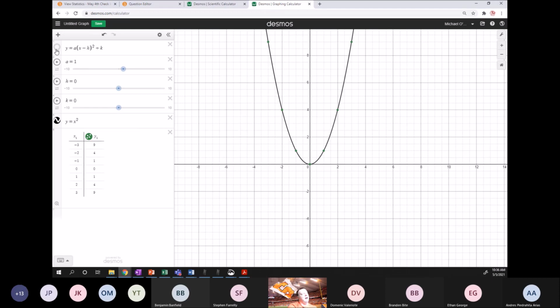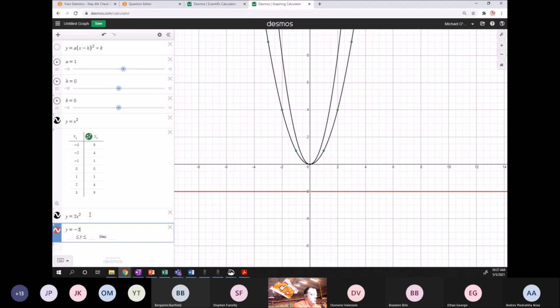So the first thing I want to look at is, and I'll make another one down here, the a value. The a value happens right in front of the x. So in this case, the a value would be just right in front as such. So I'm going to put a 2 there, and then I'm going to put a -2.